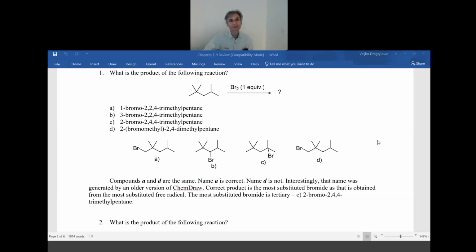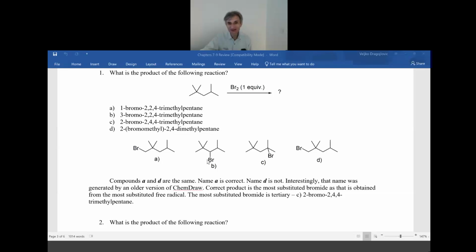But this is not correct because bromine is substituting a primary carbon. And primary carbon is the least reactive. The order of reactivity is primary, secondary, tertiary. Tertiary is the most reactive, and that's because the tertiary free radical intermediate is the most stable intermediate. So A and D are wrong, not because they're identical, which gives you a clue that they can't be correct, but because it's a primary carbon that is being substituted.